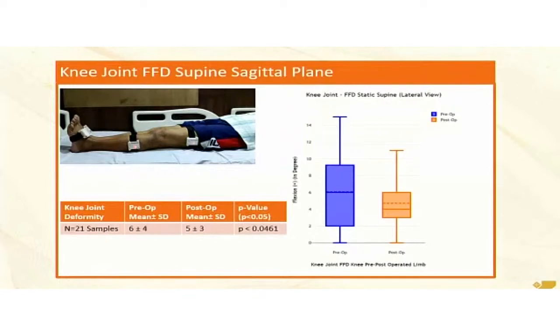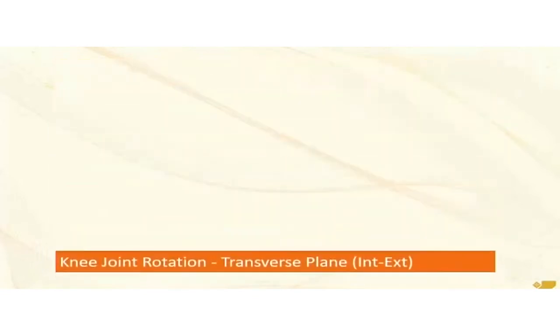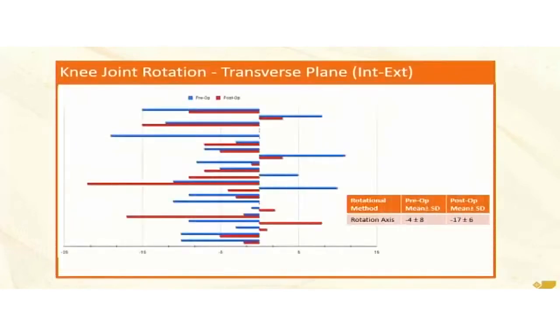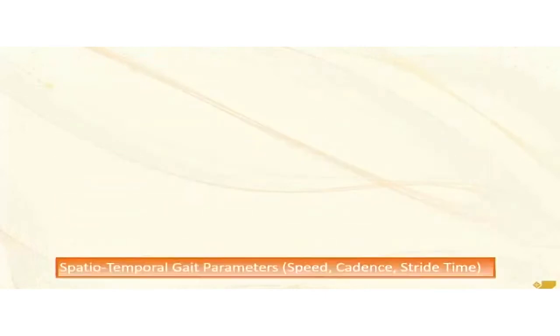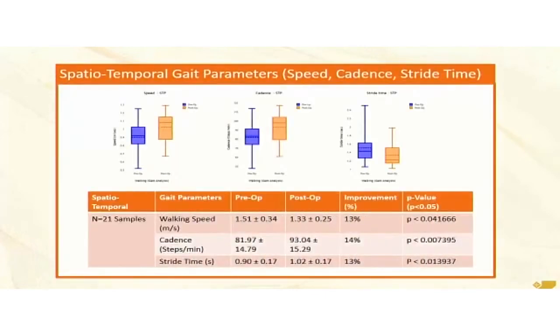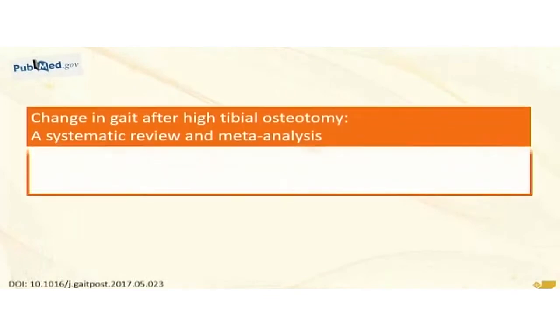So this is a chart of the supine sagittal flexion deformity, which has been corrected. Again, the p-value is less than 0.04, so it is significant with all 21 samples of the different patients. And it is regarding the rotations, where the rotation range is dramatically changed after the osteotomy. In the spatiotemporal part, it is very interesting that walking speed is improved by 13%, cadence, the steps per minute, improved by 14%, and stride time improved by 13%. So all these parameters give us a good idea.